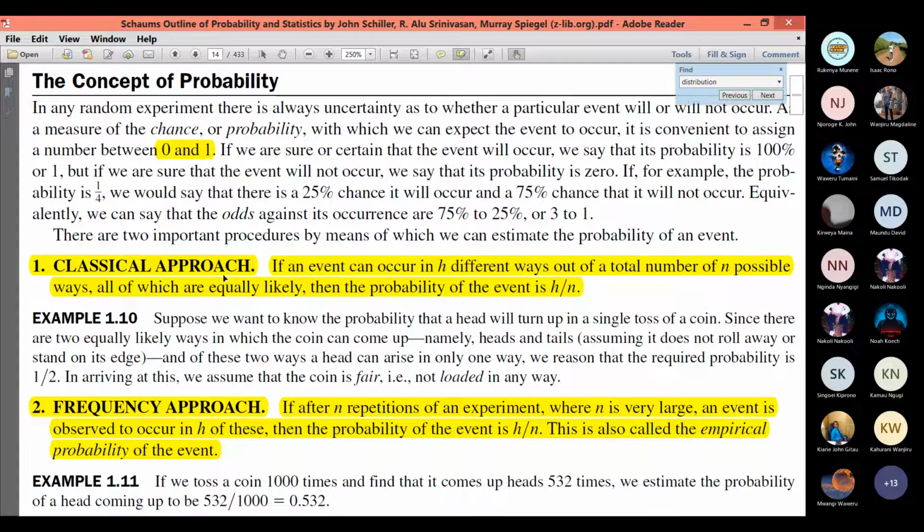So if an event can occur in H different ways, take for example the coin, let's toss a coin and look at the event of heads coming up. Let H be the heads coming up. Heads has only one chance out of 2, where n is 2. n is the number of possible outcomes, or the number of ways you can do that, which is 2. So you can have 1/2 for a coin.